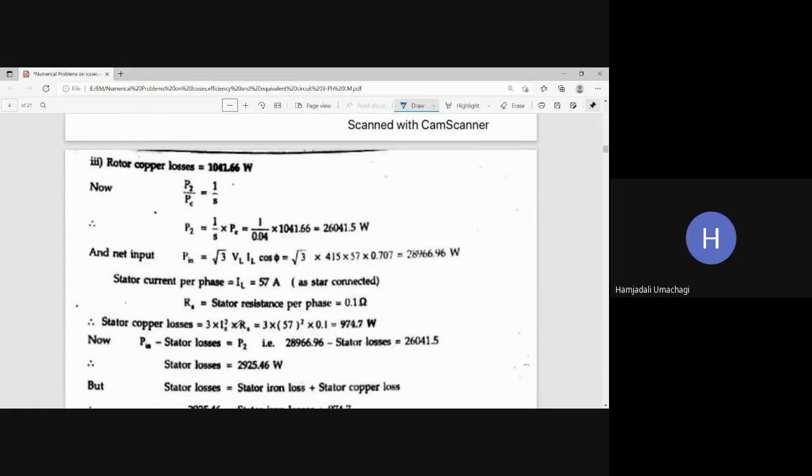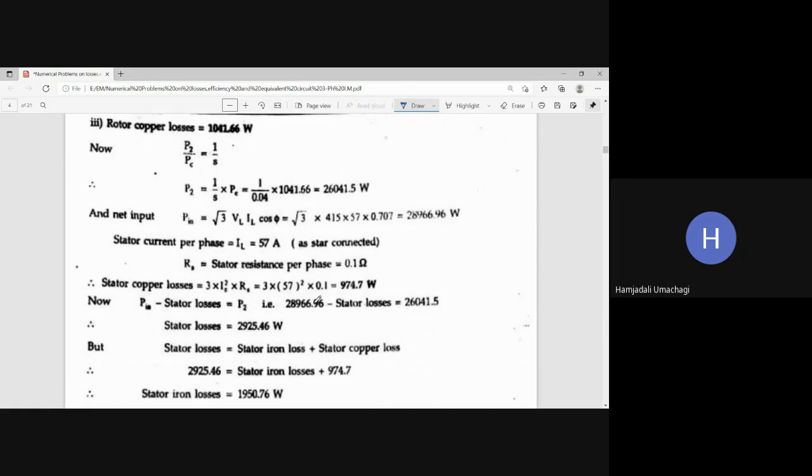Therefore, stator copper loss is 3 times I_s square R_s, that is 3 I square R, where I is the stator current. I_s is 57 and the stator resistance is 0.1 ohm. So after solving, we will be getting stator copper loss as 974.7 watts.